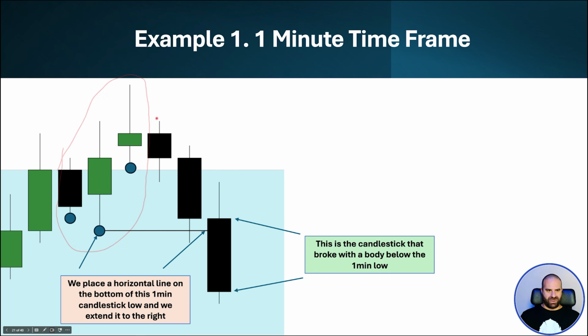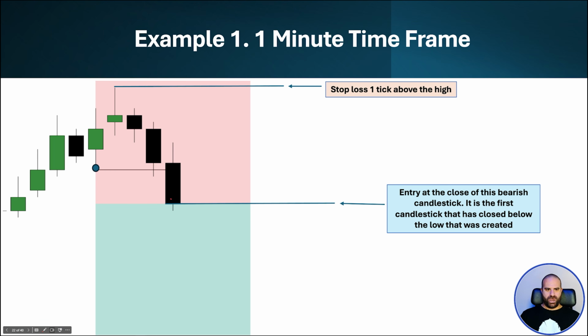After this pattern, the first candlestick which breaks with a body, which closes with a body below the low that we have identified, this is our entry. As you can see, this is the first candlestick that broke below our first low with a body. This is our entry, and the stop loss goes above the first high, and I will explain why I'm saying the first high. On this occasion, this is the first high and the ultimate high at the very same time.